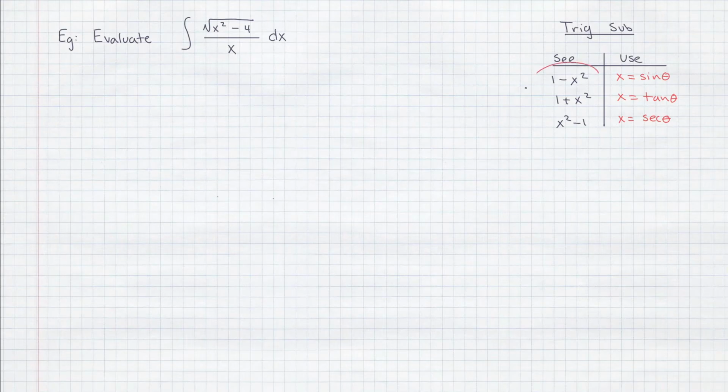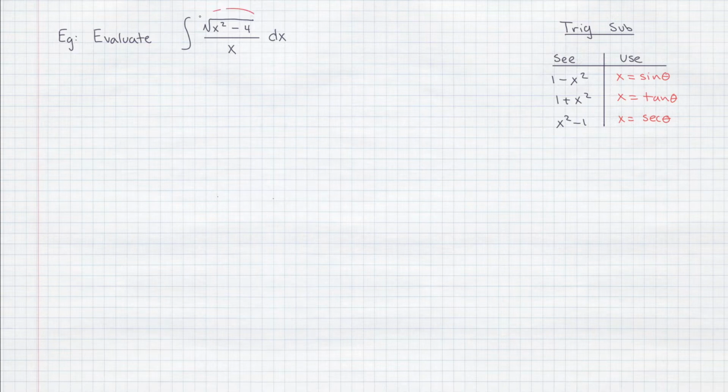Basically what I'm looking for is how the number is combined with x squared. So if I have a number minus x squared, like in this first one, I would use sine. If I have a number plus x squared, then I'd use tangent. If I have x squared minus a number, I'm going to use secant, and that's just going to make it so that the trig identities are going to somehow condense and turn my expression into one thing.